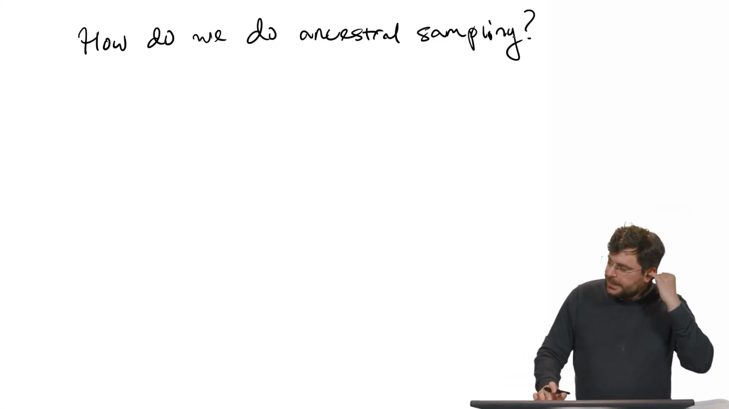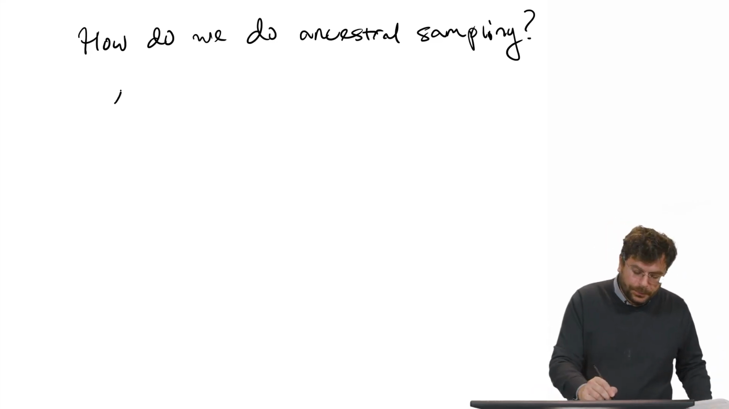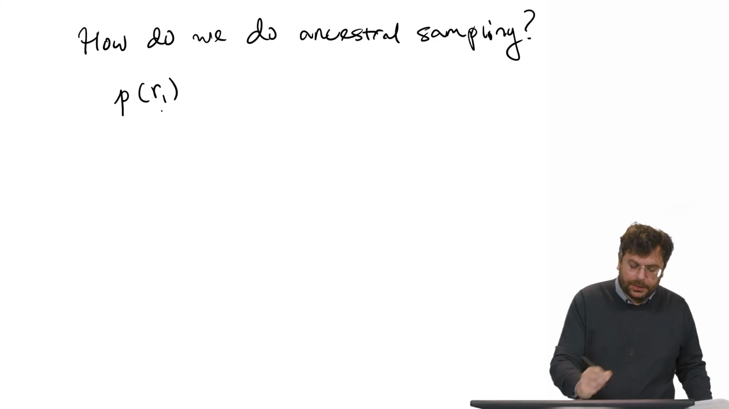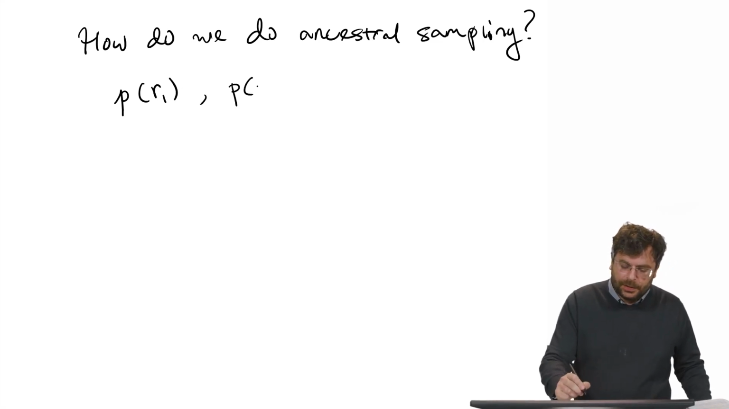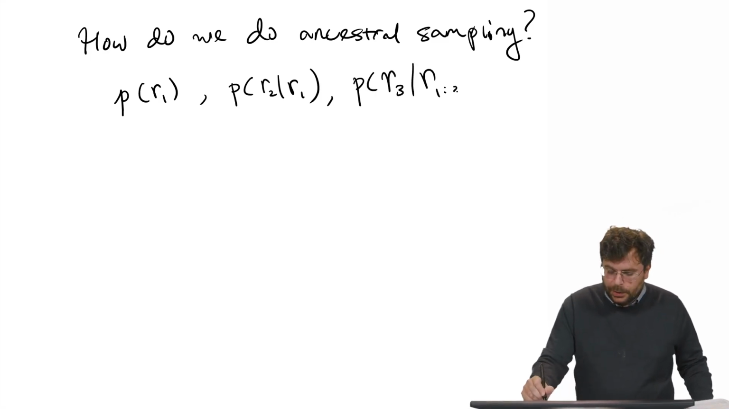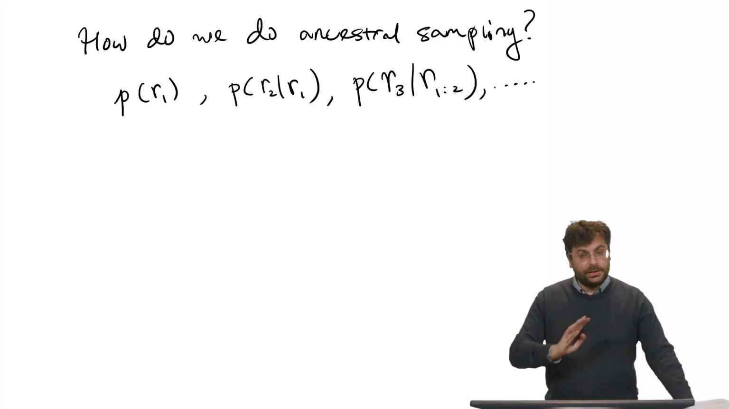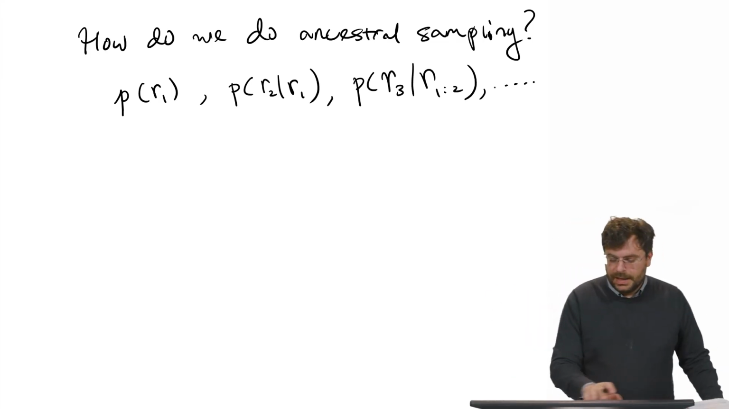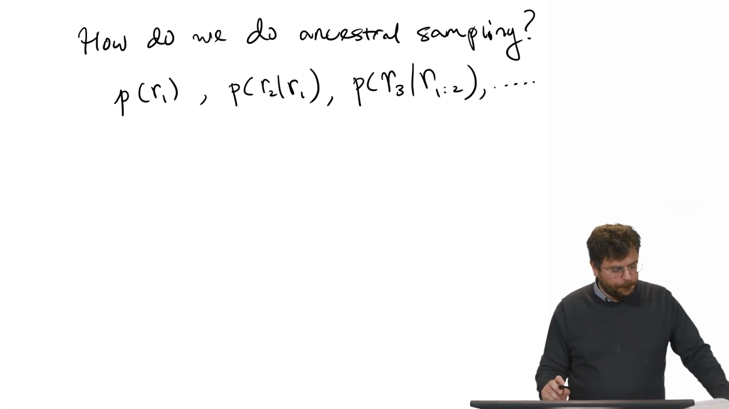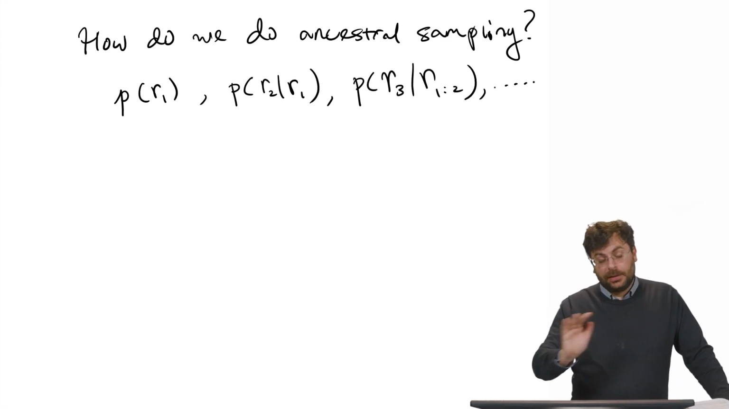Well, to do ancestral sampling, you need to have knowledge of the following densities: P of R1, then P of R2 given R1, then P of R3 given R1 and R2. And if you only have three variables, these are the three things you need to know. If you have very many variables, then you may need to know more conditionals. So how do you go about learning these? Well, let's start off with what's easiest, and let's start off with what we have.